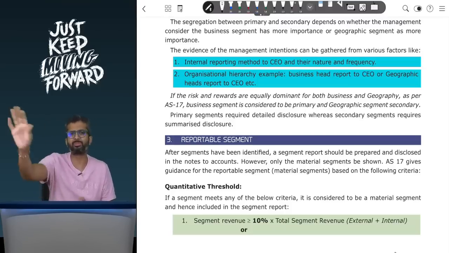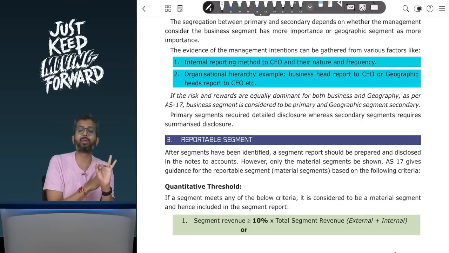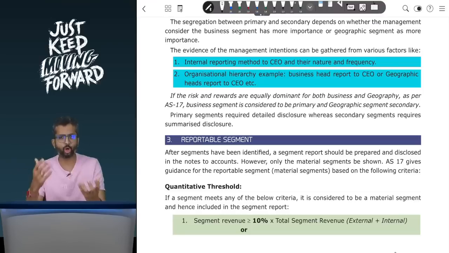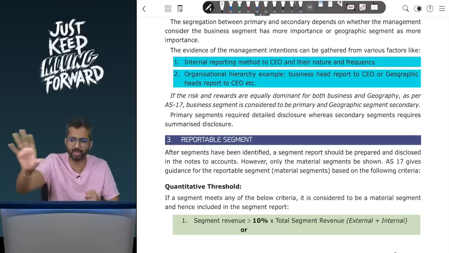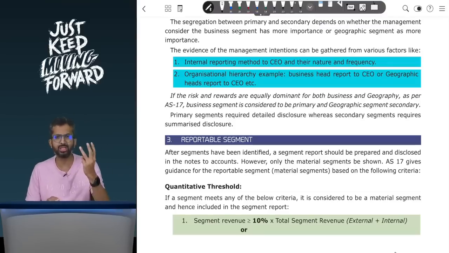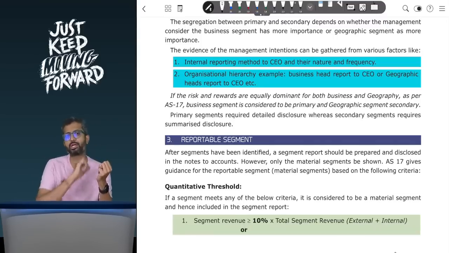The smaller ones can be clubbed and shown as others. So the bigger ones, how do you quantify that? Quantitative thresholds, there are three parameters. First, segment revenue should be greater than or equal to 10% of the overall segment revenue, or second, segment result or profit should be greater than or equal to approximately 10% of the result. And last, segment assets should be greater than or equal to 10% of the overall segment assets. So three important characteristics: segment revenue, profits, as well as assets.